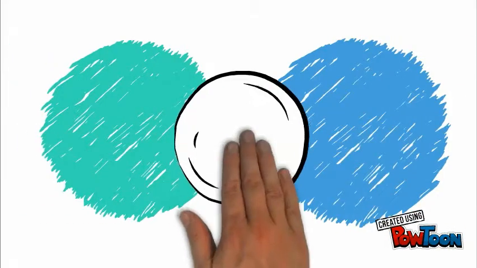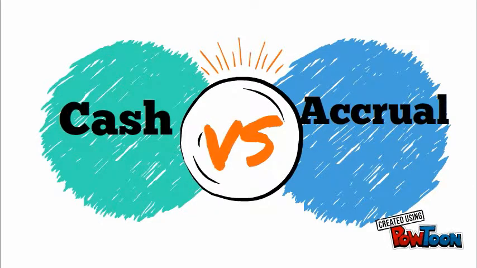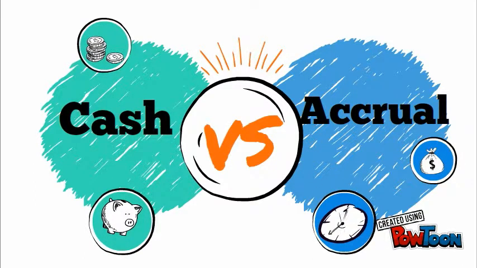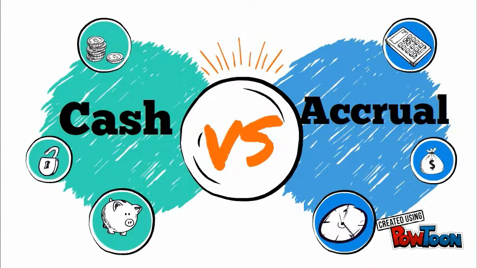There are two bases for recording expenses and revenues. These include the cash basis and the accrual basis. Under the cash basis, revenues are recorded when cash is received and expenses are recorded when cash is paid. While under the accrual basis, revenues are recorded when they're earned and expenses are recorded when they're incurred.